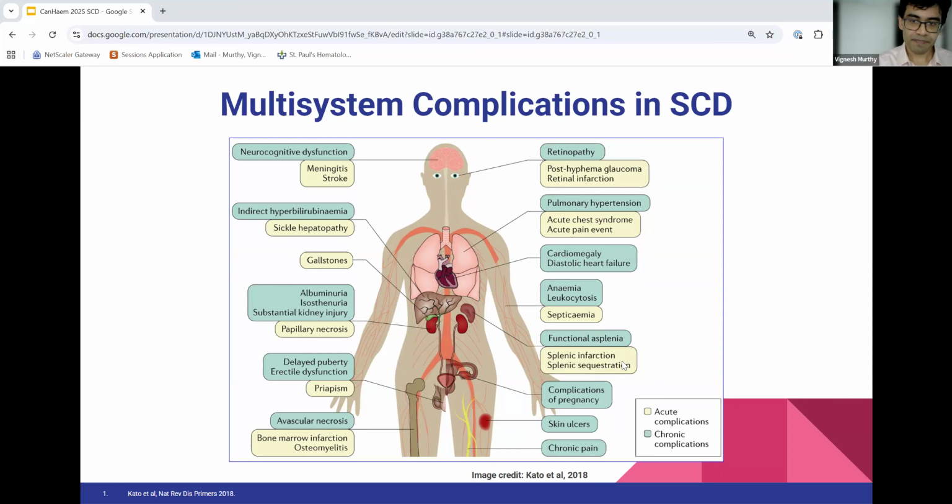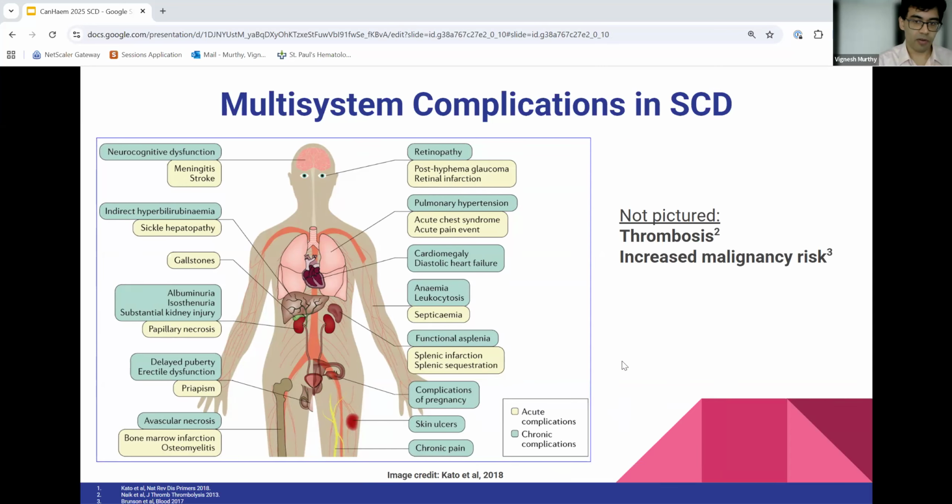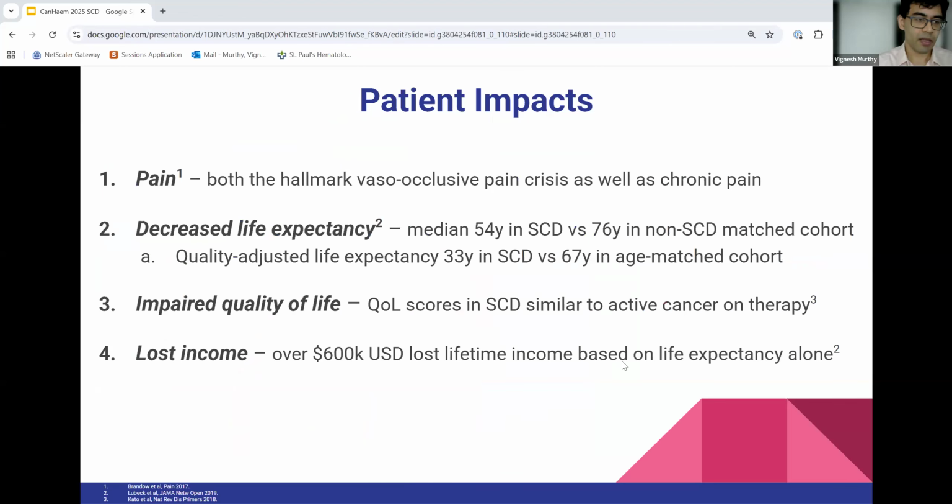to screen for. Not pictured in this schematic, of course, is thrombosis. Our patients are at increased risk for thrombosis and an increased risk for myeloid malignancy specifically. So that's leukemias, which we've seen in the literature. And of course, that has a number of deleterious impacts on patients' lives.